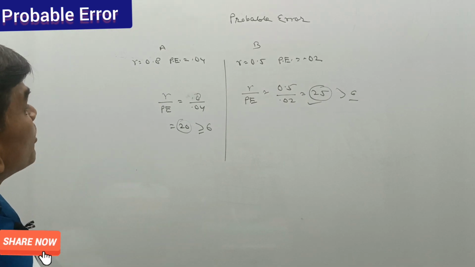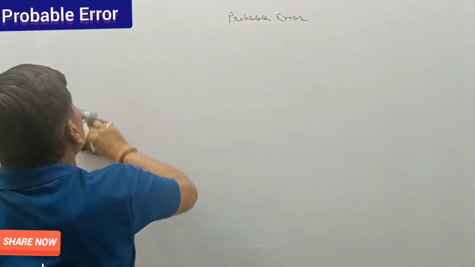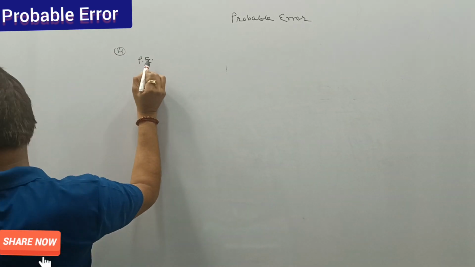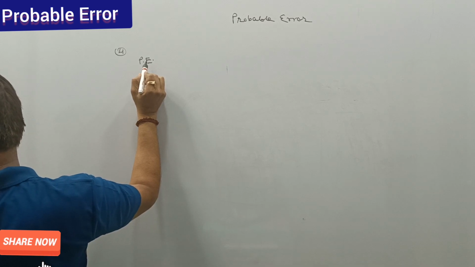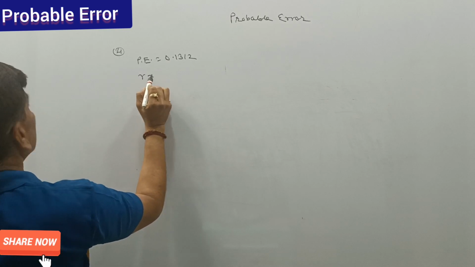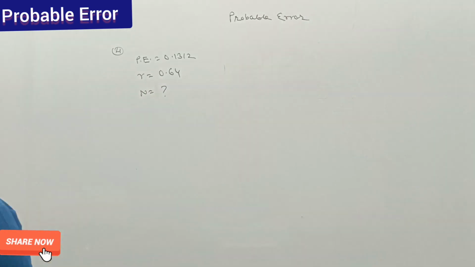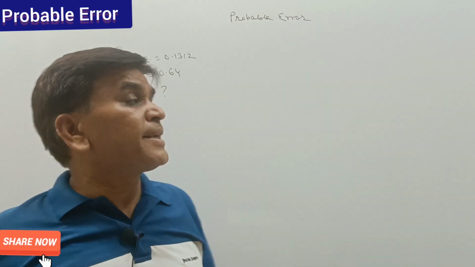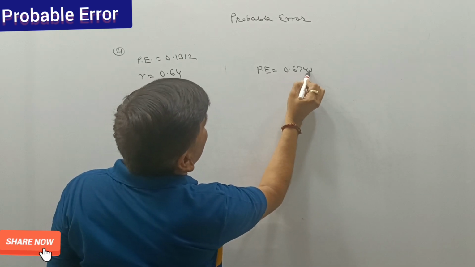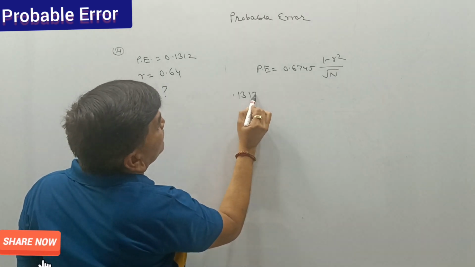Okay, one more type of question is also possible, where the probable error is given. Question number 4: the value of probable error is given, 0.1312, and the value of r is given, that is 0.64. We have to calculate the value of n. The question may be of this type also in probable error. So we know probable error is 0.6745 times (1 minus r square) divided by root n. So the value of PE is 0.1312.